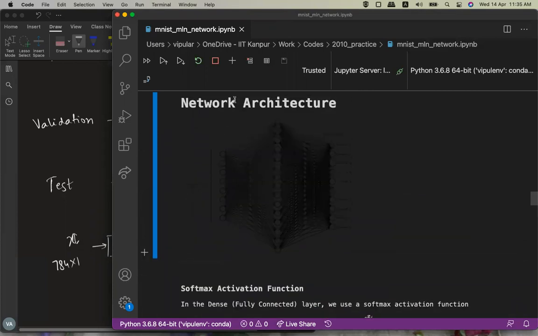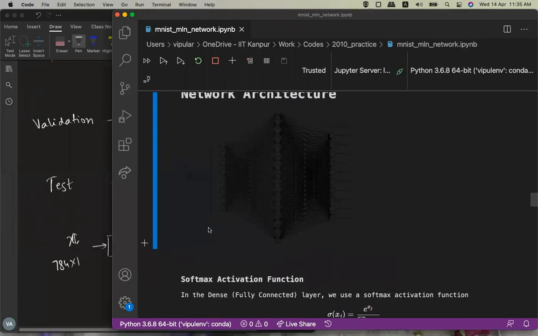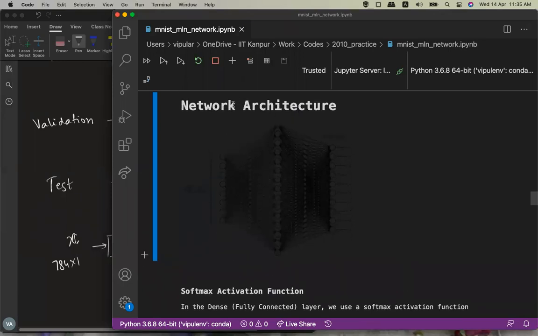So we have three layers. You can see the first layer is the input layer, then the hidden layer, then the output layer. And the output layer is such that you have 10 neurons here. How many neurons will be there in the input side? 784. Yes, very good. So 784 neurons in the input side. And in the output side, how many neurons will be there? 10 neurons.